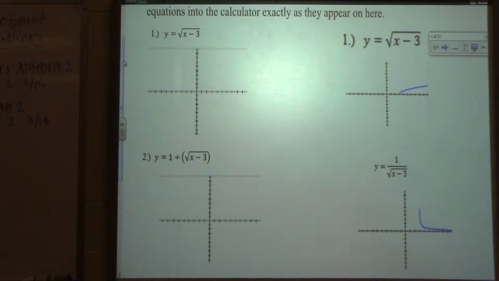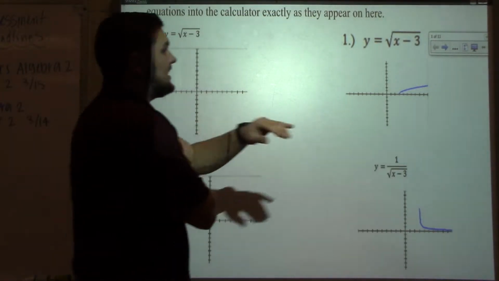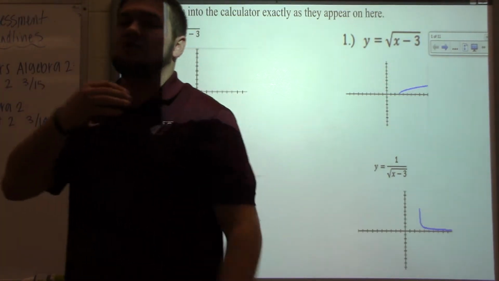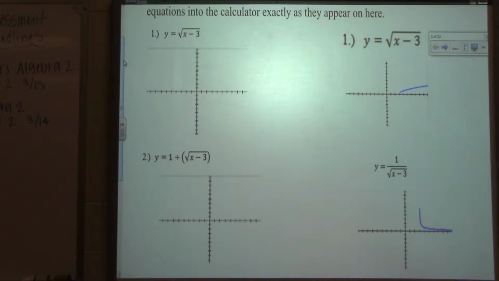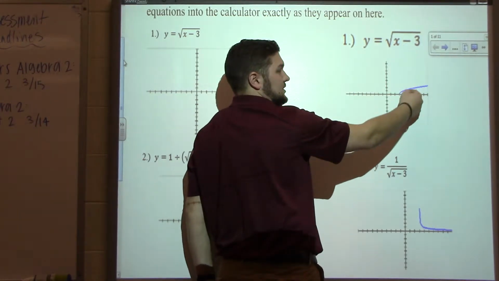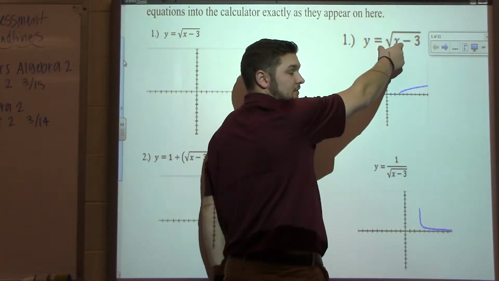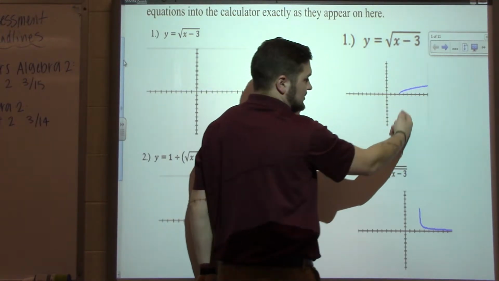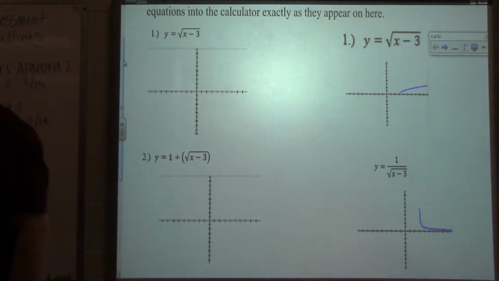Why is that? Because you can't have a negative square root. When you take the square root of something, you can't get a negative number. We can get imaginary numbers, but we don't graph imaginary numbers. So, because we can't get a negative under our radical, x cannot be less than 3. It starts at 3 and goes out, and it never goes less than 0 for our y values.